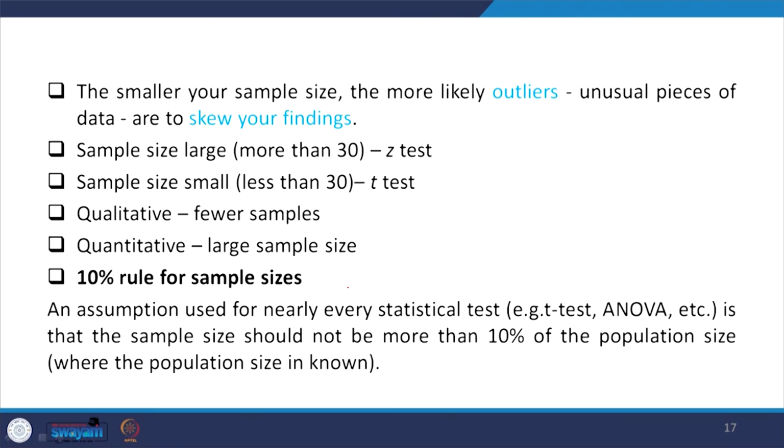Usually a standard 10% rule is applied in many cases when your population is homogeneous. An assumption used for nearly every statistical test, that is T test, ANOVA, etc., is that the sample size should not be more than 10% of the population size, when the population size is known. When it is not known, then that is not a standard rule either.